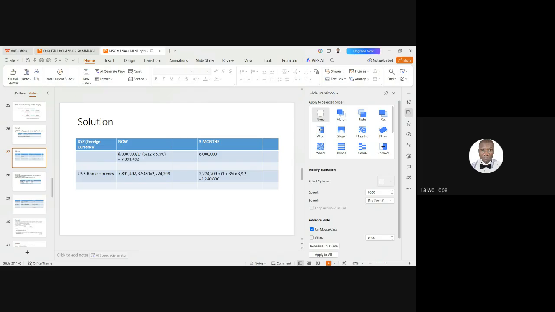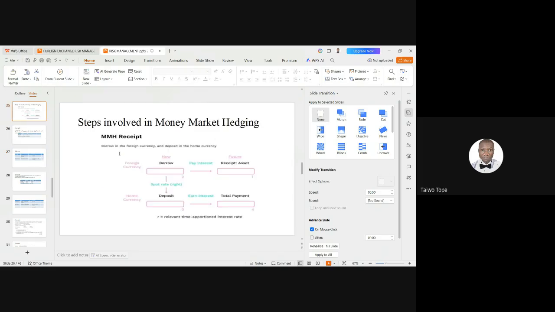Okay, let's explain the one on receipts, so that we can solve it properly. When it involves receipts, now you are the one expecting money. You're expecting money from a customer you sent goods to, who is not in Nigeria. By the time you are expecting money in the next 3 months, you can quickly go and borrow in that currency.